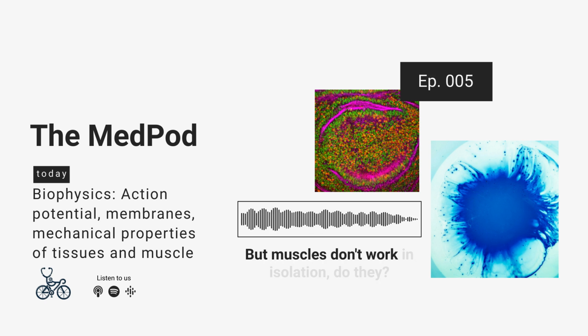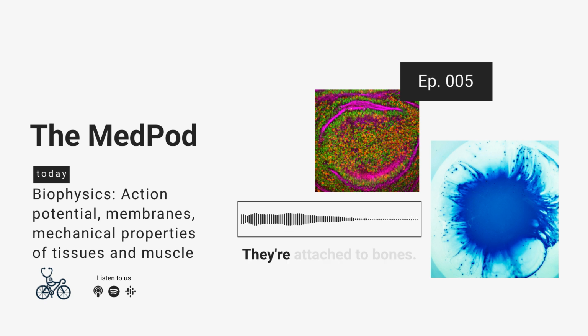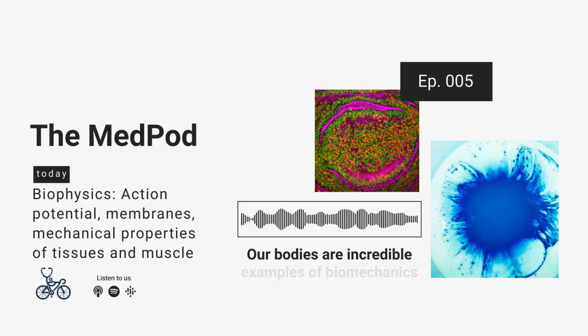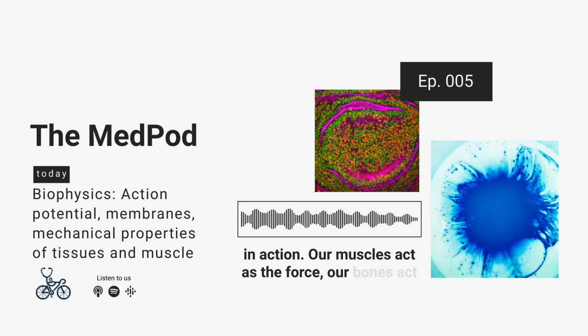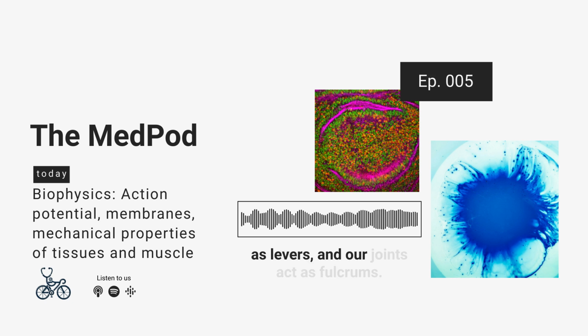But muscles don't work in isolation, do they? No. They're attached to bones. And those bones act as levers. You're absolutely right. Our bodies are incredible examples of biomechanics in action. Our muscles act as the force, our bones act as levers, and our joints act as fulcrums. I'm remembering those lever systems from physics class. But can you remind me how they work in our bodies?